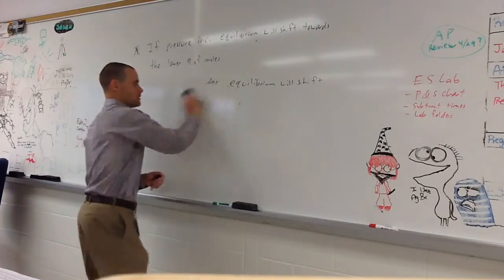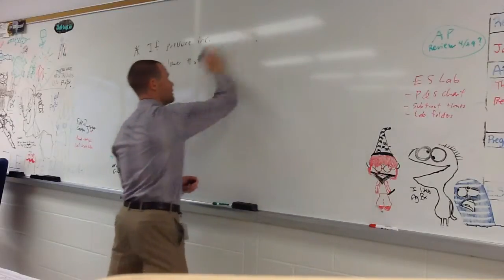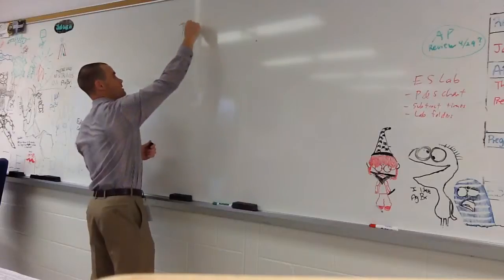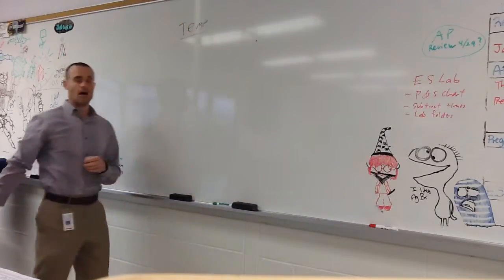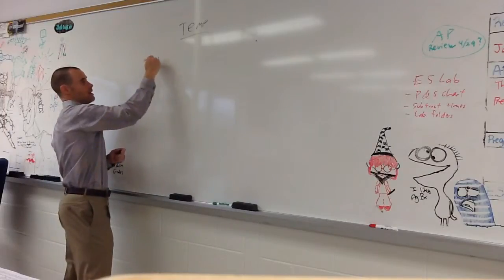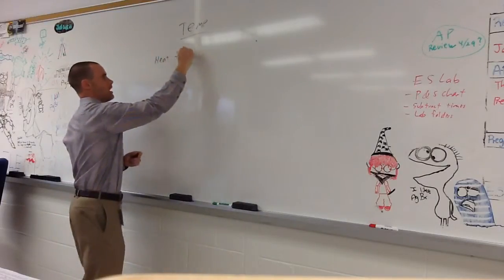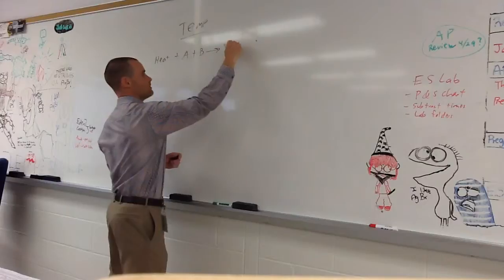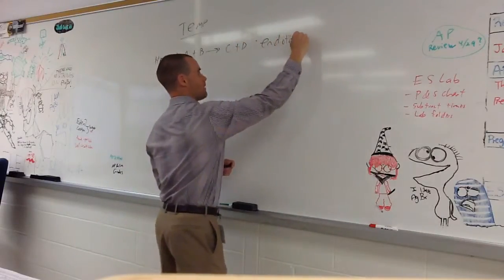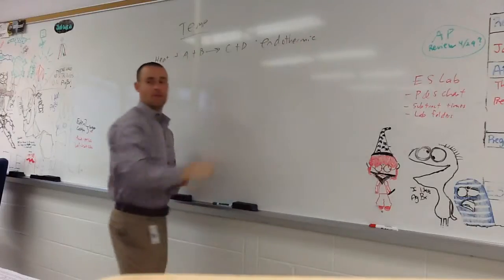So let's first write down temperature in our notes, and then I'm going to have you write some things down after the video. So let's see how temperature affects equilibrium, but I do want to make sure you understand if it's heat plus A plus B yields C plus D, that's endothermic. That's endothermic, so keep that in mind.